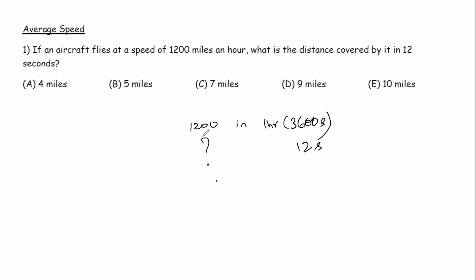Very simple. So it's simply the unitary method. Less seconds, less distance covered, right? Less time, less distance covered. So 12 into 1200 upon 3600. So 20 goes with 20. 12 goes into this 3 times and 3 goes into this 4 times. So 4 miles is the answer. Got it? Okay.